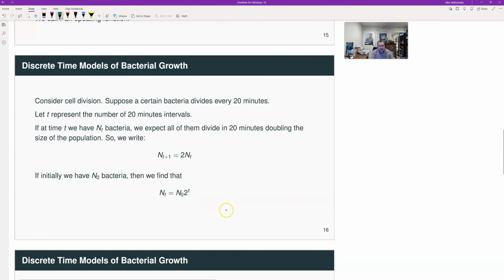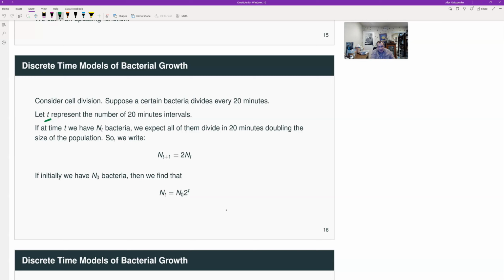So here's a quick example. Suppose we have a bacterial growth, and we will think about a cell as dividing every 20 minutes. So suppose t represents the number of 20 minute intervals. So 0, 20, 40, 60, that would be t equals 0, t equals 1, t equals 2, t equals 3.